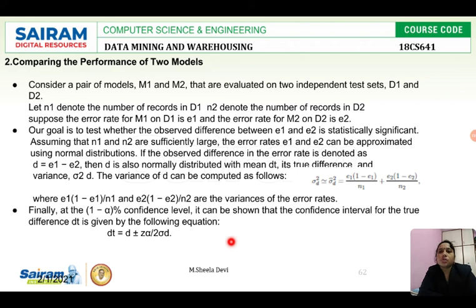So what is D here? D is nothing but the difference between the error rates of the two models, and sigma is the variance. With this formula we can calculate the confidence level. Yes, we'll move on to the next slide.